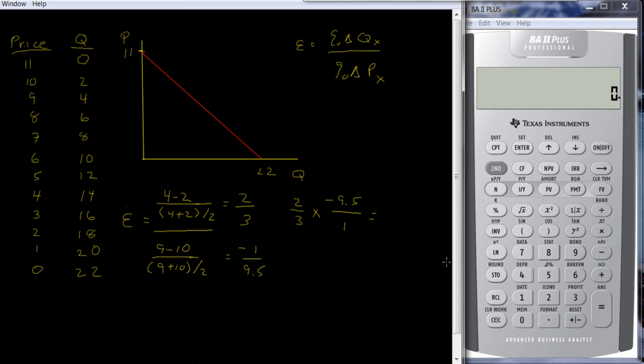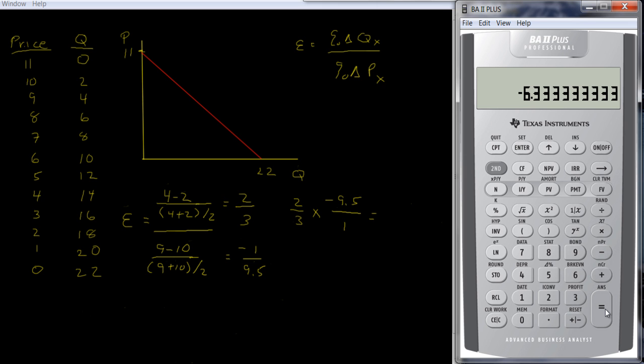So let's see what we have here. 9.5 times 2, that would be a negative number actually, divided by 3 gives us minus 6.333. So negative 6.33. So you can see it's elastic here. It's elastic in this part up here, between 9 and 10. So a small percentage change in price leads to a big percentage change in quantity.